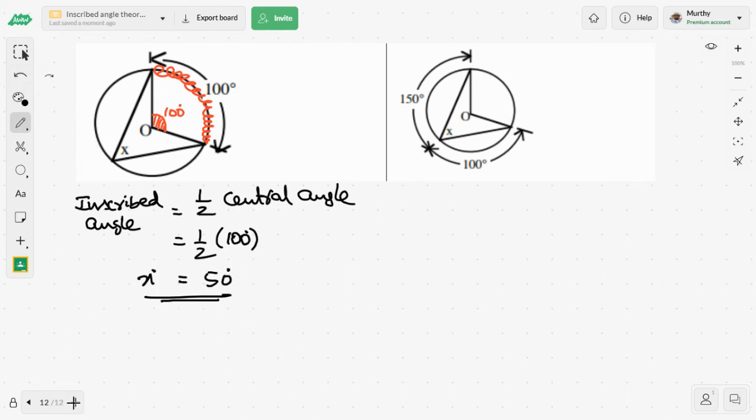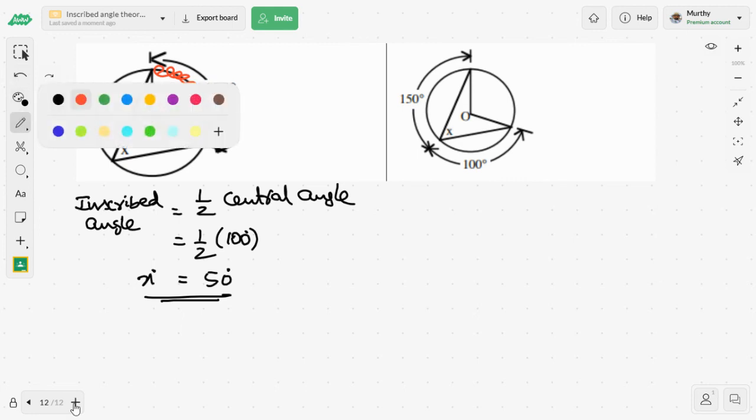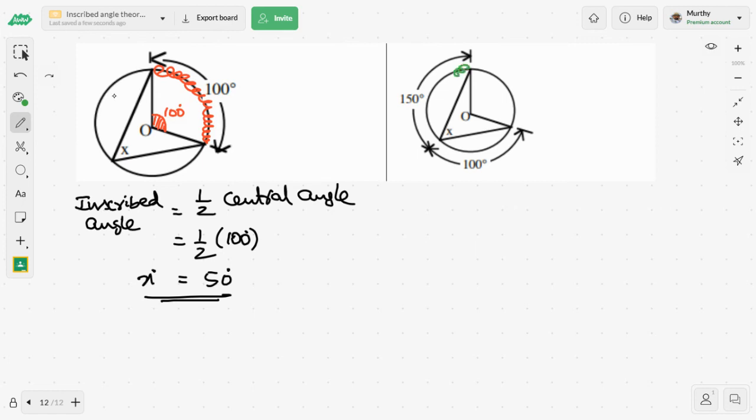The next question, see that the numbers are given the other way around. Here 150 degrees, and next this is 100 degrees, and you are asked to find the measure of x. And we know that there is a relation between this inscribed angle and the central angle here, right? Then how to find it? Again, I'm repeating, you're asked to find the value of x.